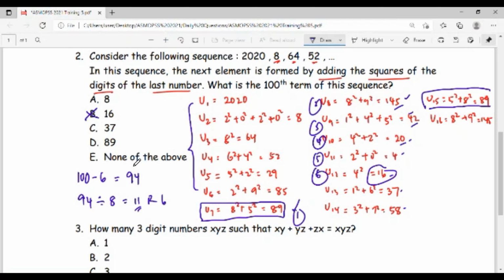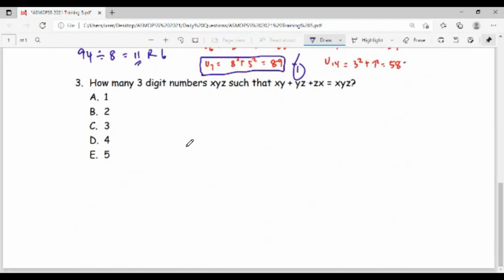All right, number 3. How many 3-digit numbers xyz are there such that xy plus yz plus zx is equal to xyz? All right, you have to understand that this type of question means that you have to write these digits as the value. Now, the x is in the hundreds place. Let's say the digit x is 1. It's not actually 1. X actually refers to 100 because x is in the hundreds place, right?